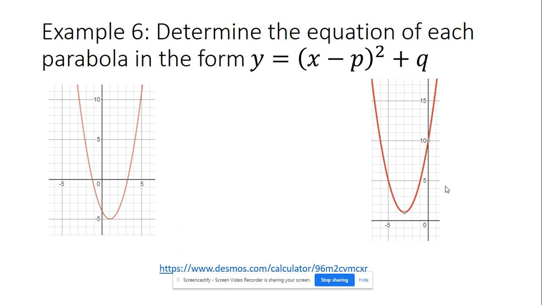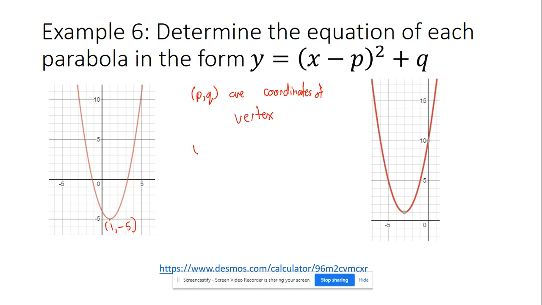Okay, example 6. Determine the equation of each parabola in the form y = (x - p)² + q. Okay, so all we're doing right now is identifying where our translations are. First of all, what's our vertex here? Our vertex is (1, -5). Now when I say (x - p)² + q, we tend to use p and q as the coordinates of the vertex. Like this. Okay, p and q are going to be the coordinates of the vertex.